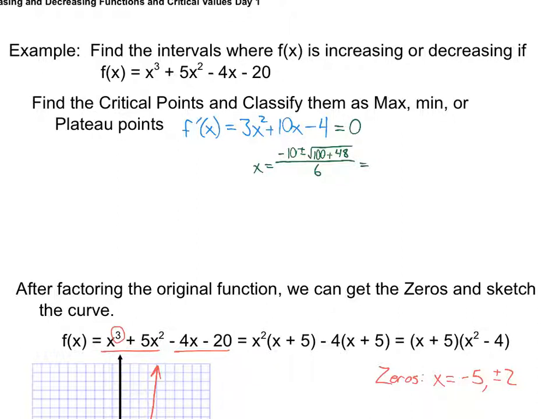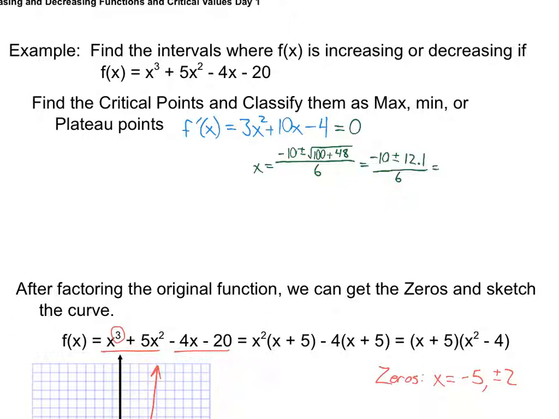So, now we have negative 10 plus or minus the square root of 148. Since we're graphing, we'll just use decimals here. Okay? Square root of 148 is going to be about 12.1, because 144 would be 12. And 12.1 would give us 3 significant figures, so that's good enough for SL. Nice. Then we divide by 6.